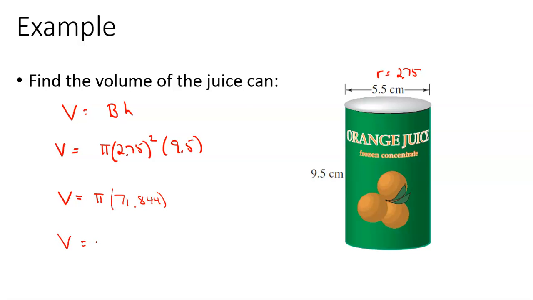All right, so my volume is 225.70. What? Cubic centimeters. Good. Right, that's the volume of my orange juice can.